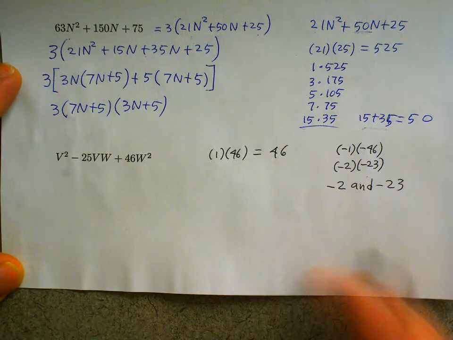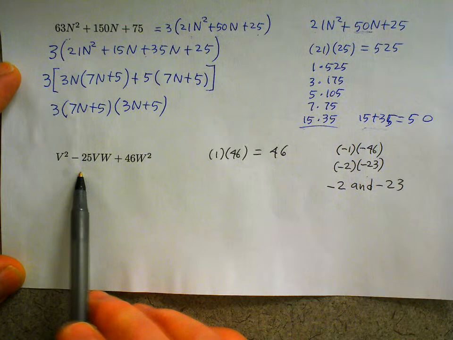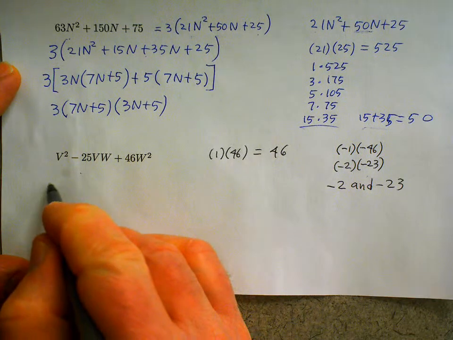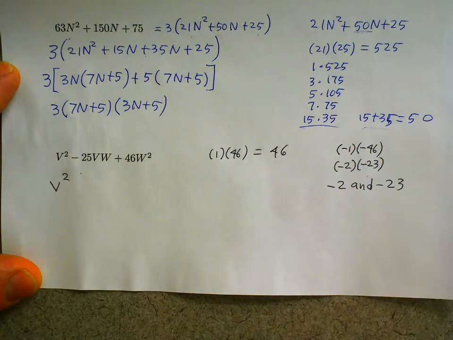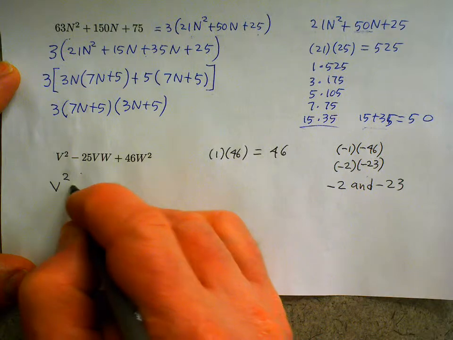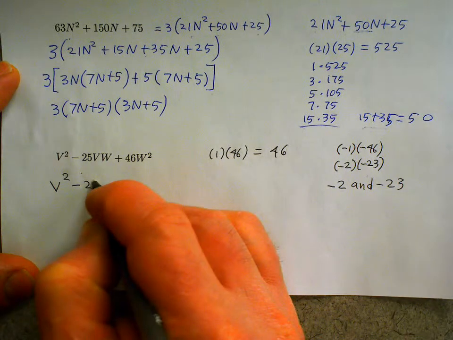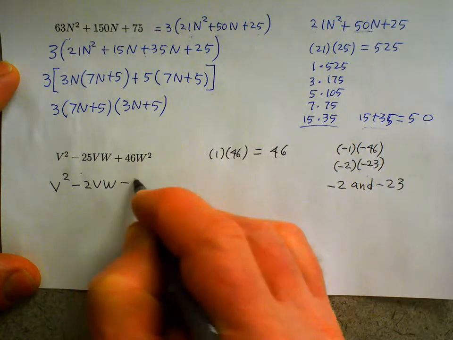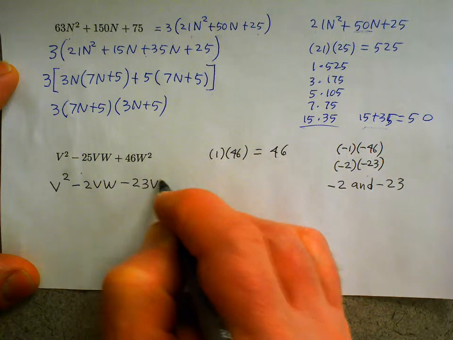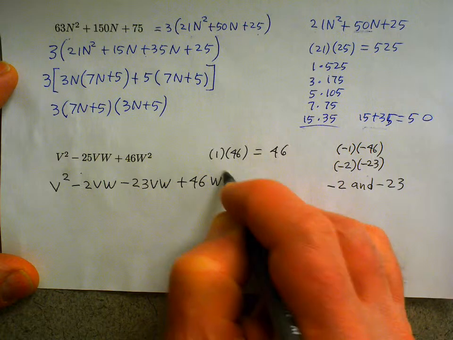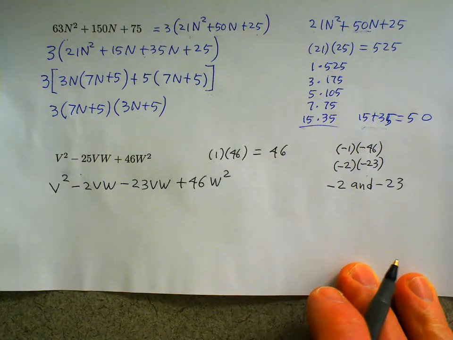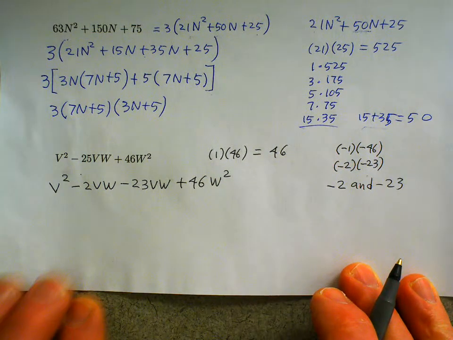So that guarantees that we can factor this. So we transform the trinomial into a quadrinomial. And we can write v to the second minus 2vw minus 23vw plus 46w to the second. And then we factor by grouping.